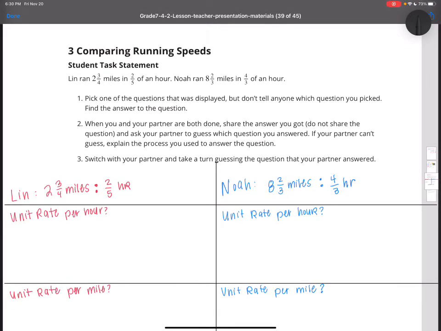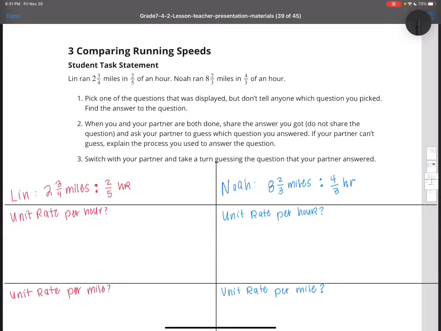Okay, guys, let's look at the student task statement called comparing running speeds. It says Lynn ran 2 3/4 miles in 2/5 of an hour. Noah ran 8 2/3 miles in 4/3 of an hour. It's telling us to pick one of these questions that was displayed, but don't tell anyone which question you pick. Find the answer to that question.